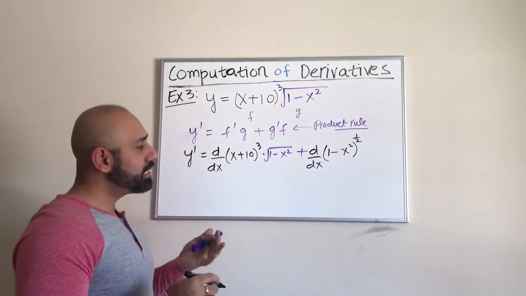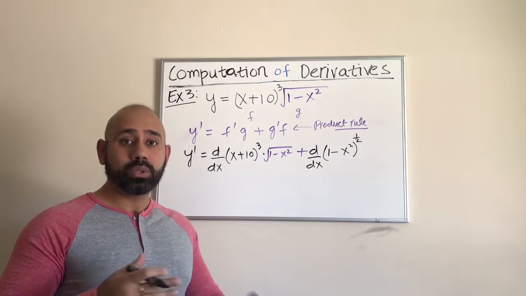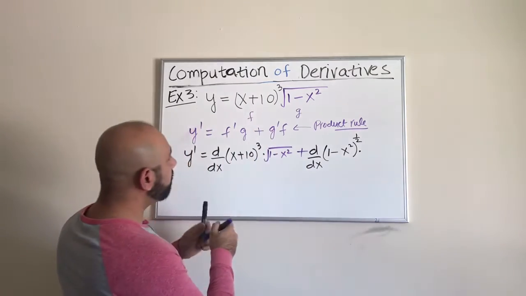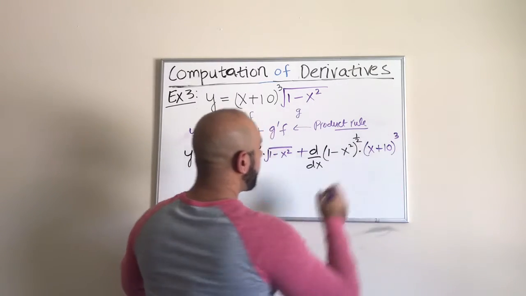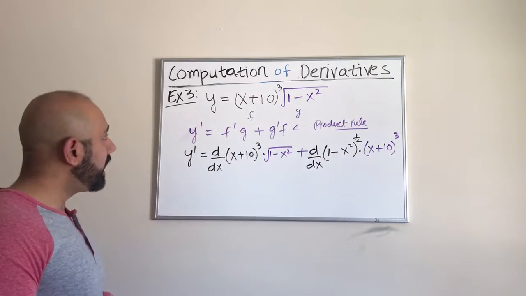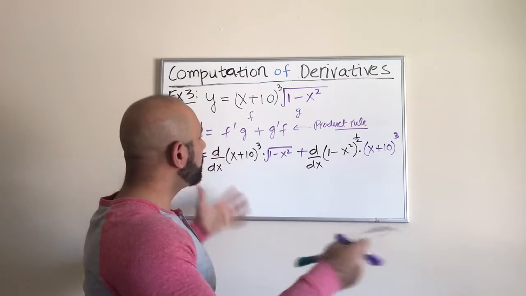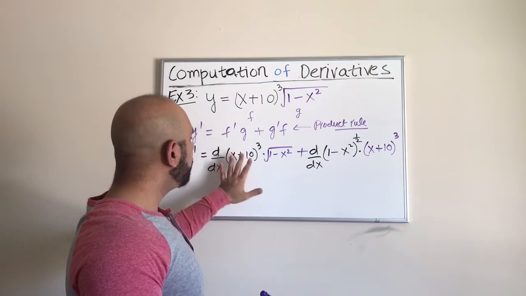Why do we want to write it like this? Because we want to write everything in the form x to the power n so that we can use the power rule. And then it is times the f function by itself, which is (x plus 10) raised to the power 3. So in this example, first one had to use the product rule because we could not directly use a chain rule on this whole function, because it's a product of two different types of functions. So first we use the product rule.